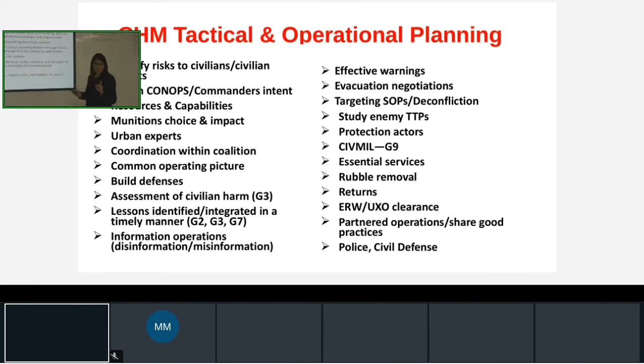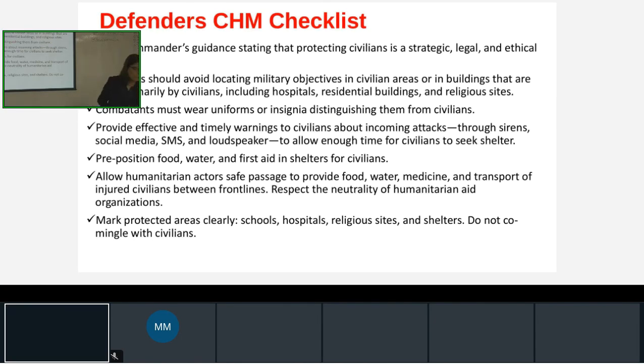So in this book, I have two different checklists, and I'm going to sort of stop very quickly.